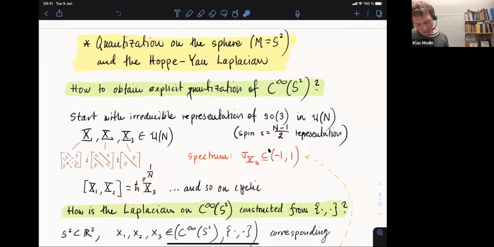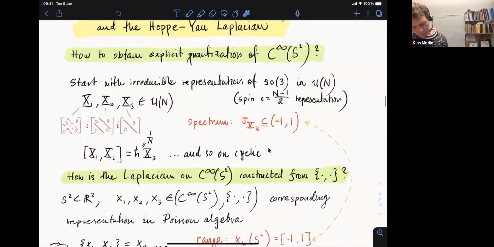What Jens Hoppe gives us is this representation explicitly. He gives us these matrices X1, X2, and X3. They have a nice feature, namely, if you look at their spectrum, the eigenvalues are contained in the interval -1 to 1, and it's equidistant in that interval. It gets closer and closer to the interval -1 to 1 as you let N grow. So it's equidistant, and as N goes to infinity, it essentially becomes the interval -1 to 1. All these matrices have that property.